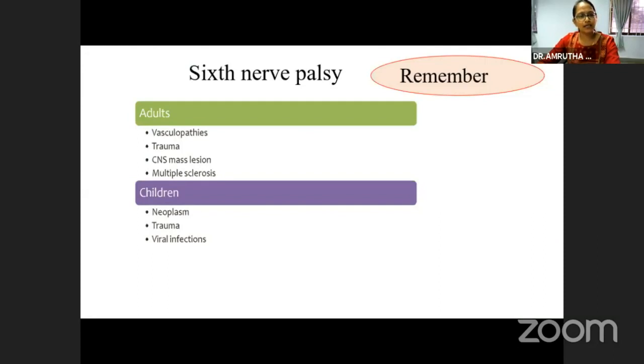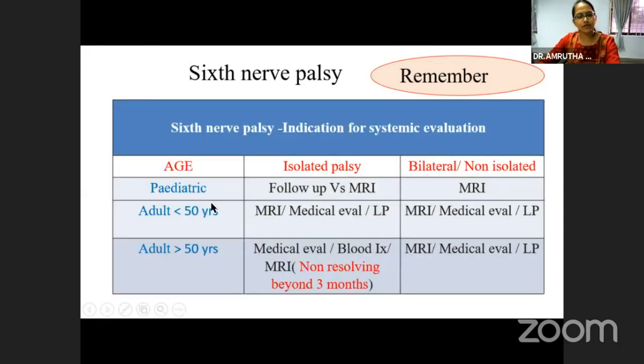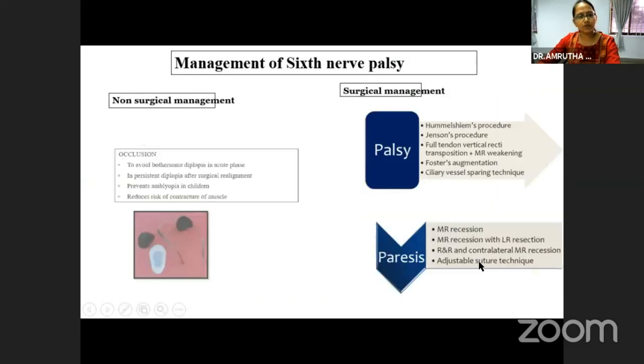So most commonly in adults, it is vasculopathies, trauma, and CNS lesions. In children, it is neoplasm, so you need to differentiate. In pediatric patients, we can follow up if it's an isolated lesion. Adults, you need to differentiate. If they are younger patients, go in for evaluation. Older patients, if they're non-resolving, evaluate. For bilateral, do an evaluation in pediatric and do a detailed evaluation in adults.